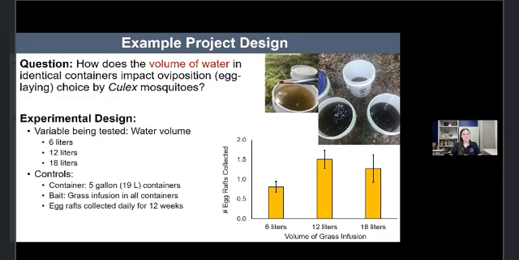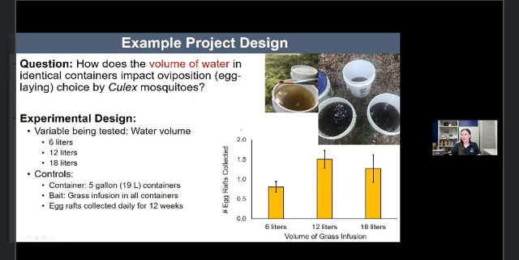And then this is an example of a graph that you might want to make to show the results of your experiment. And so you could see here that on our y-axis, we had our volume of grass infusion in our buckets, 6 liters, 12 liters, or 18 liters.